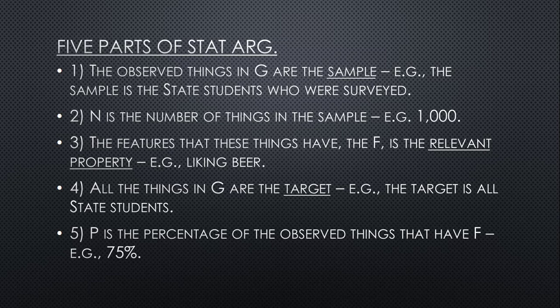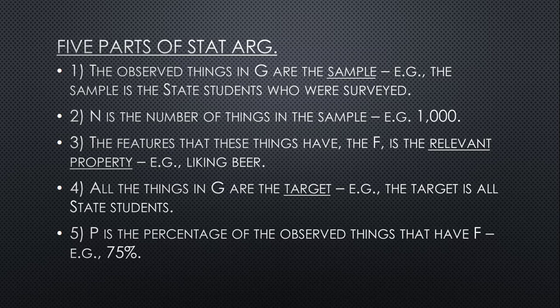Number 3 is the features that these things have, the F. So the features that these things have, in other words the F, is the relevant property. We're going to use this term, the relevant property, to describe the feature that's being attributed in the conclusion. So in our previous example case, it was liking beer.